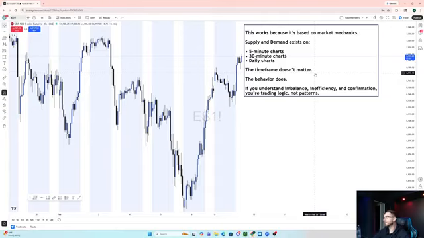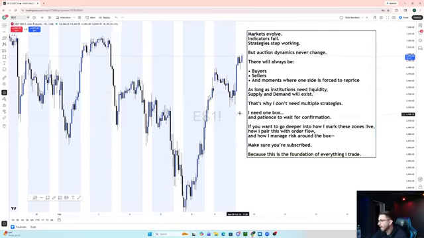So the time frame, it technically doesn't matter. I would just say personally stay above the 30-minute time frame, but 5-minute time frames do work when using supply and demand. What really matters though is the behavior to the zone. So if you understand imbalance, inefficiency, and confirmation, you're trading logic and not patterns.